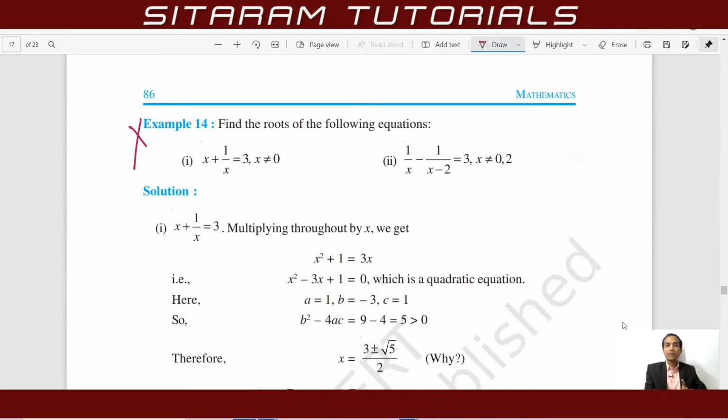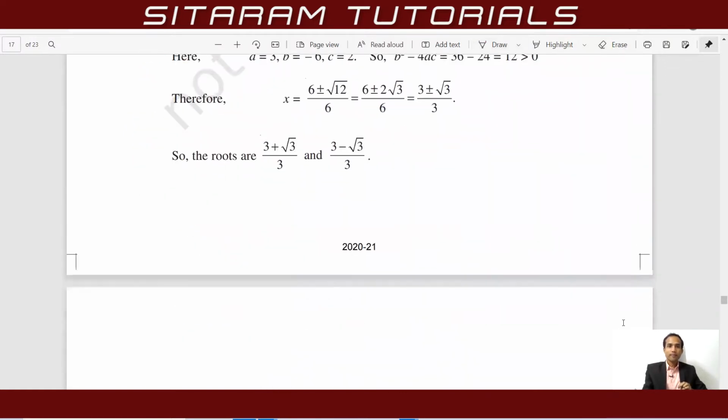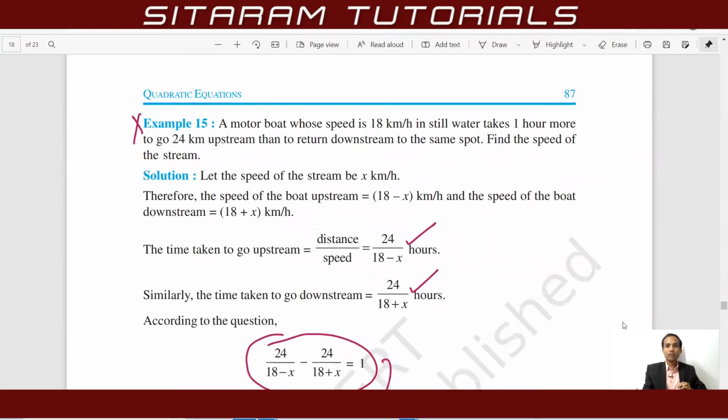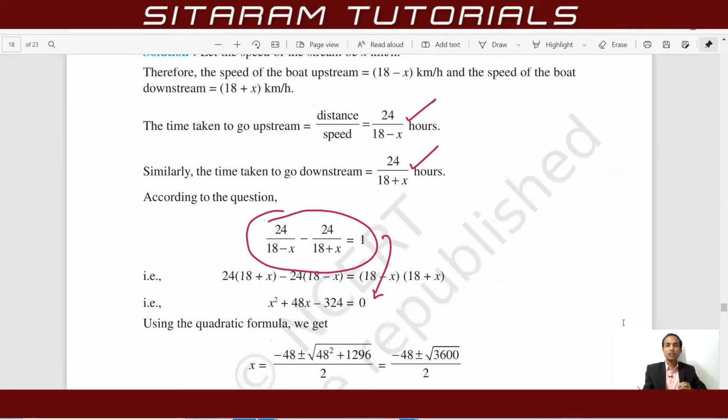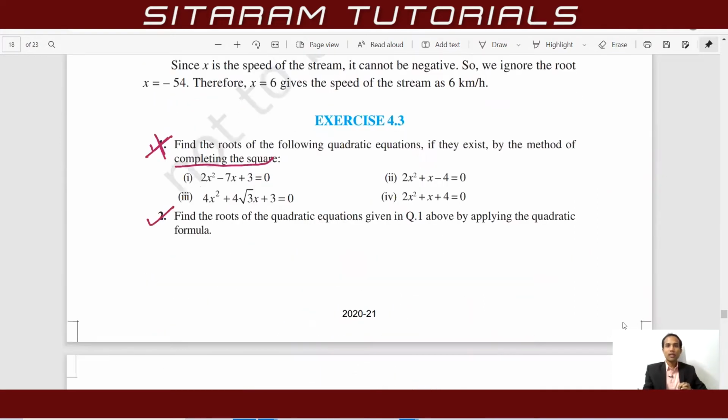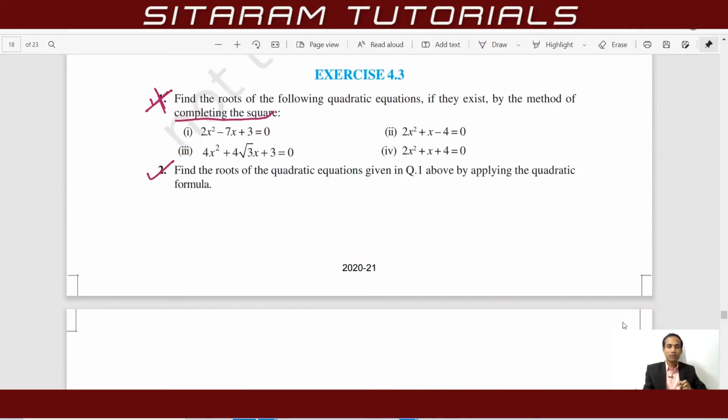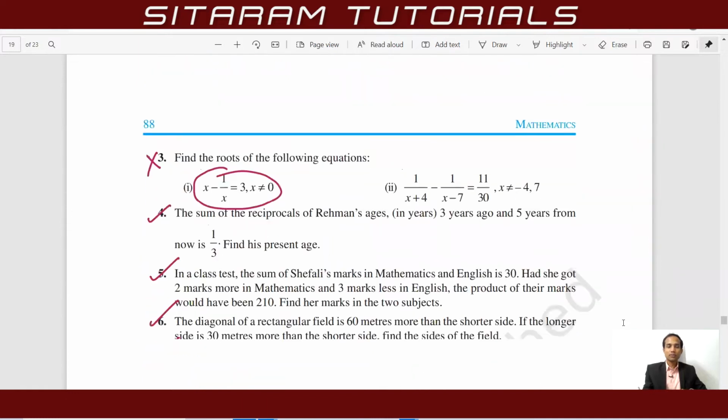Example 14 is based on reducible equation. These questions come under reducible equation, so these are not going to be there for the exam. Now example 15 also, if you see, this is also reducible equation. This is also not going to be there. Now exercise 4.3, if you see, first one is completing square method. So first total bit is not going to be there. Second is going to be there because it's based on the formula.